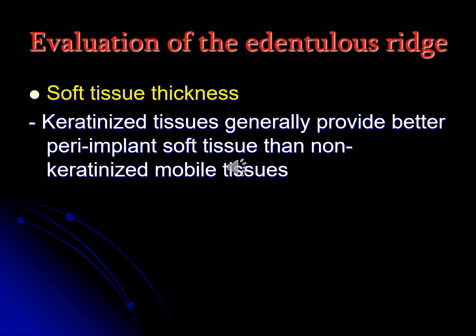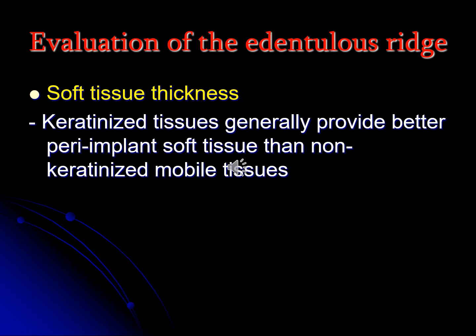We should evaluate the soft tissue thickness and the keratinized tissue amount in the edentulous ridge before implant placement, because keratinized tissue provides better peri-implant soft tissue than non-keratinized mobile tissue, as with natural teeth. If we don't have enough attached gingiva, the patient will have gingival recession and other mucosal problems.